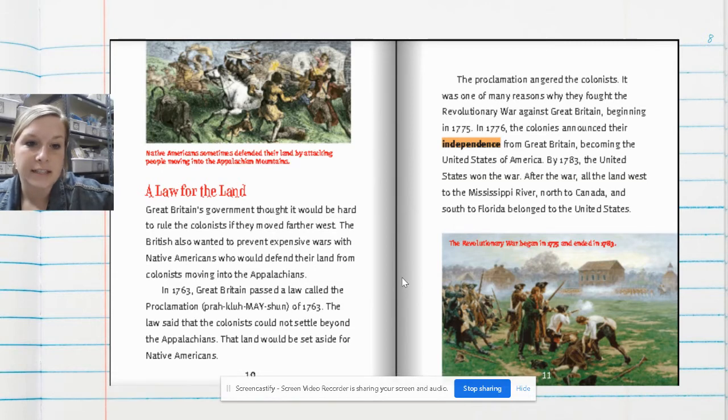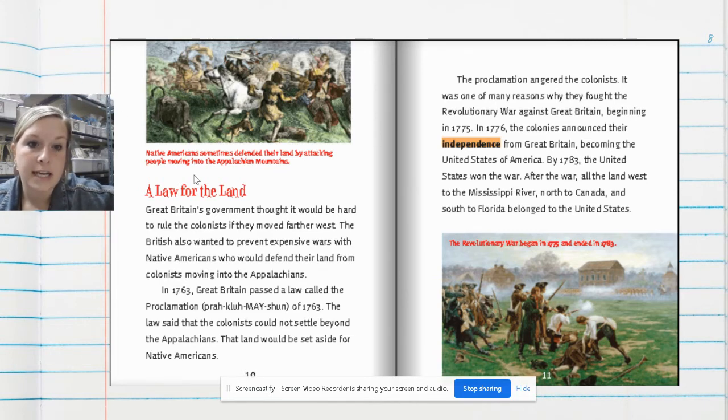A law for the land. Great Britain's government thought it would be hard to rule the colonists if they moved farther west. The British also wanted to prevent expensive wars with Native Americans who would defend their land from colonists moving into the Appalachians. In 1763, Great Britain passed a law called the Proclamation of 1763. The law said the colonists could not settle beyond the Appalachians. That land would be set aside for Native Americans.